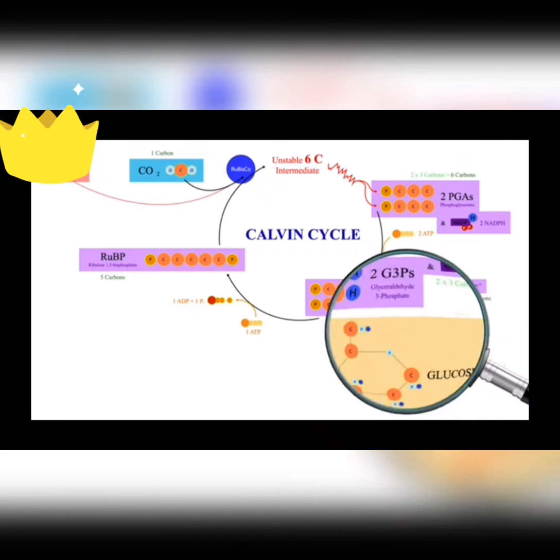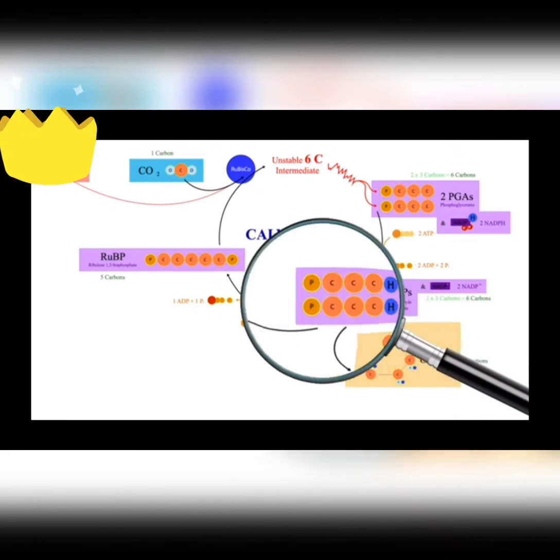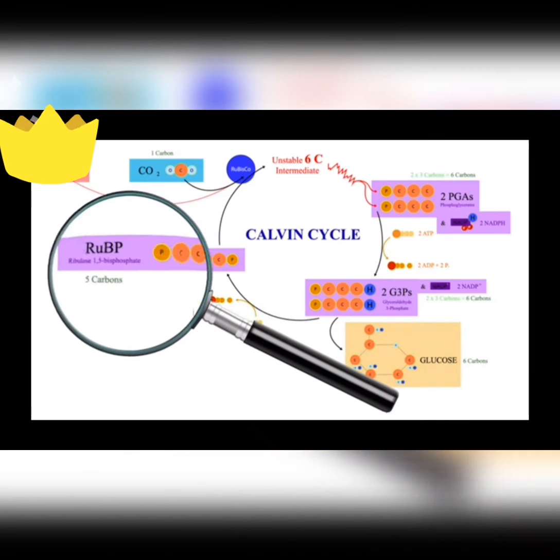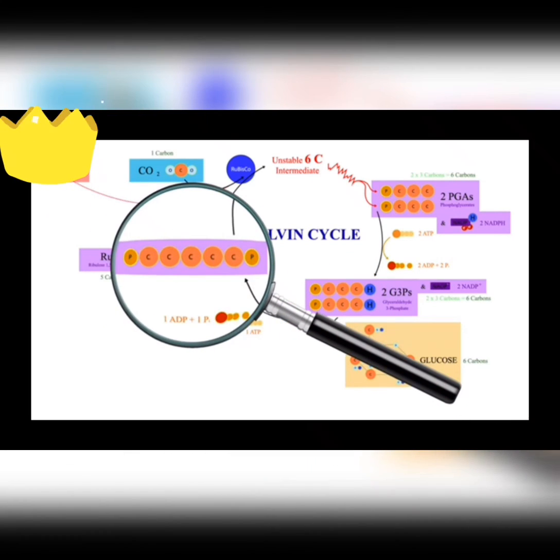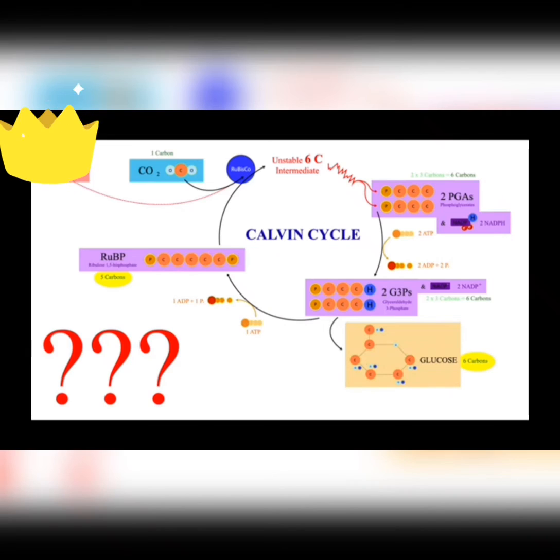One of these G3Ps can leave the cycle and can be used to build glucose, a 6-carbon molecule, and other carbohydrates to add to the plant's biomass. The other G3P now uses ATP to get converted back to RuBP, so the cycle can repeat.